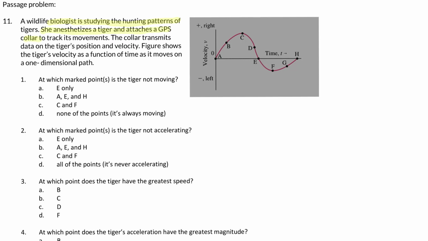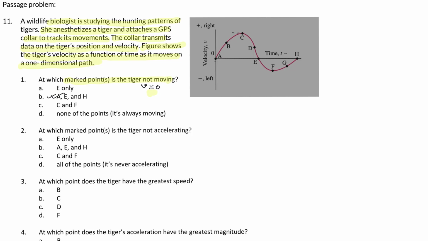Attaches a GPS collar to track its movement. The collar transmits data on tiger's position and velocity. Figure shows tiger's velocity as function of time. So it's a velocity time graph. At which marked point is tiger not moving? Not moving means velocity is 0. So from direct observation you can find that. So at these points velocity is 0. So correct option is B.